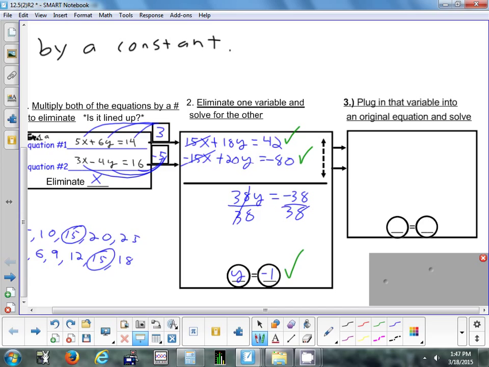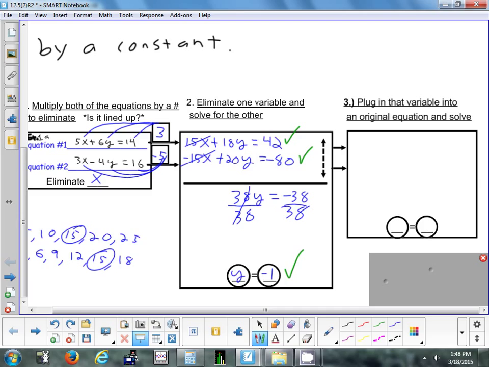So what's my last step? Plug in y. Yeah, plug in -1. My suggestion is to go back to the originals because look at the numbers. They're all smaller. Once you multiplied them, look how big they got. 15, 18, 42 in the original: 5 and 6 and 14. So we're going to go back to the original.